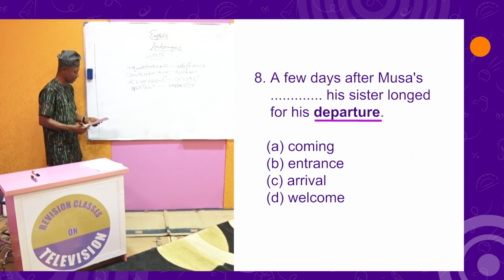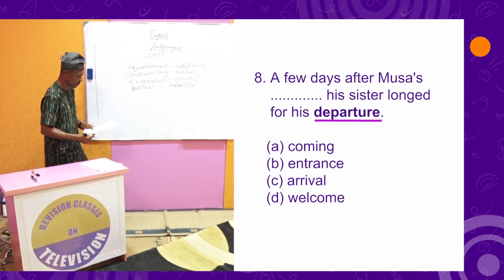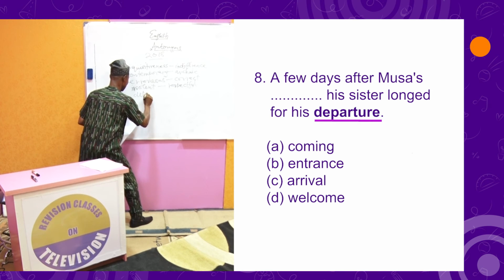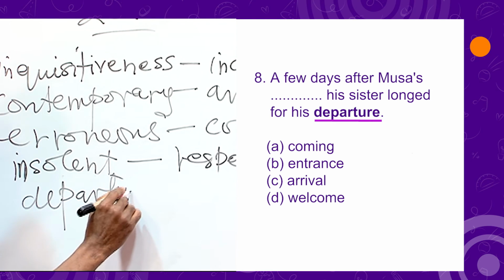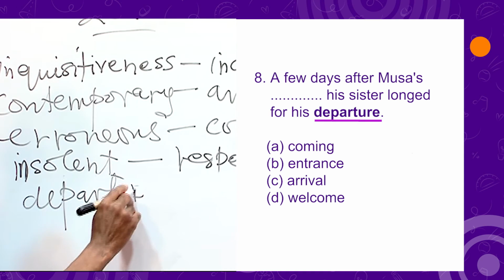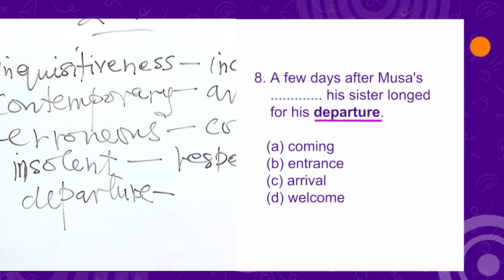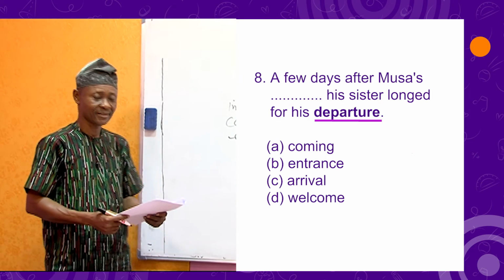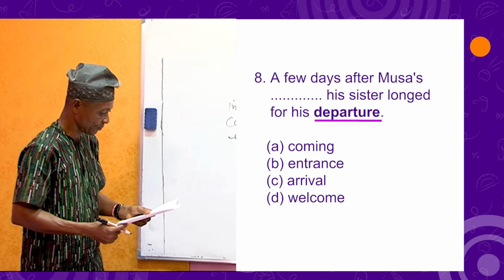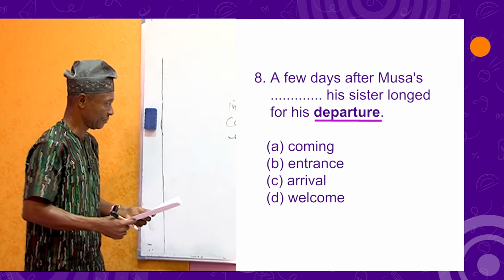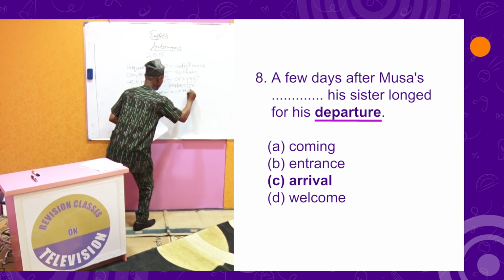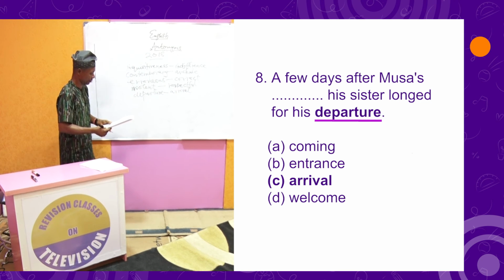Now this takes us to question number 8. A few days after Musa's dash, his sister longed for his departure. From this sentence, the word underlined is departure. And the options are A, coming. B, entrance. C, arrival. D, welcome. Option C, which is arrival, is the appropriate answer to the question.